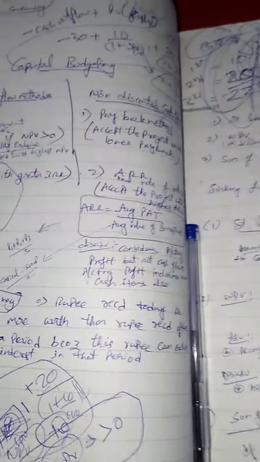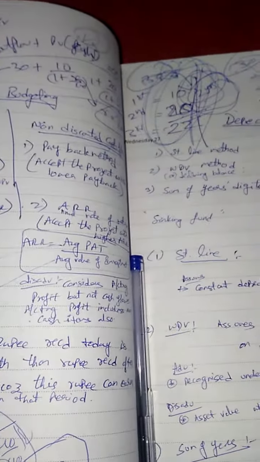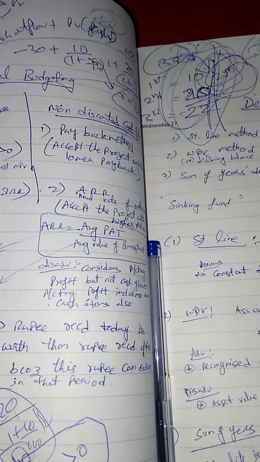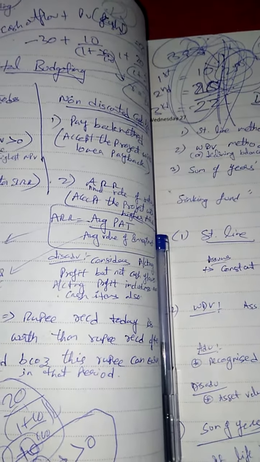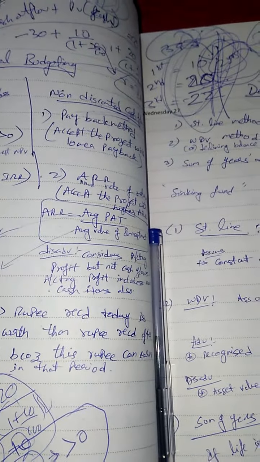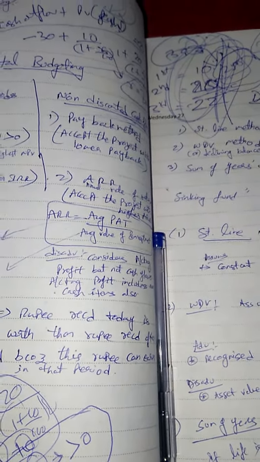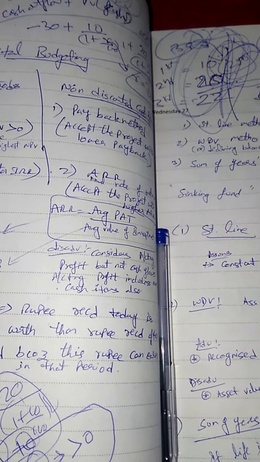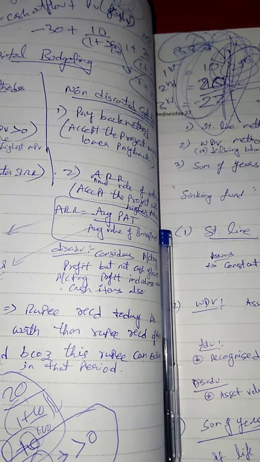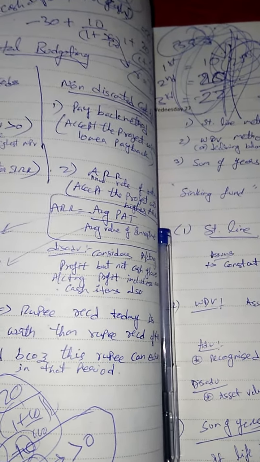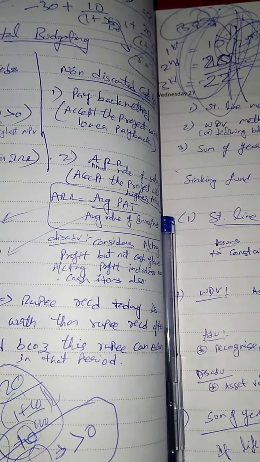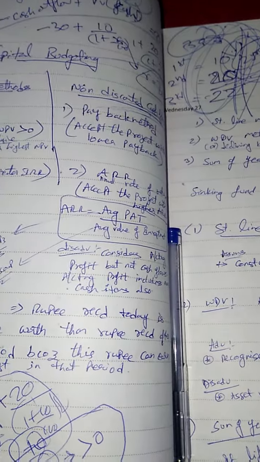Then coming to non-discounted cash flow methods, we have two methods. One is payback method and second is ARR, annual rate of return. In the payback method, we calculate the payback period, that is the period within which initial investment is returned back, and the decision rule is accept that project which has lower payback period. Then coming to ARR, that is annual rate of return or average rate of return. We calculate ARR, that is average profit after tax divided by average investment, and decision rule is accept the project which has higher ARR.